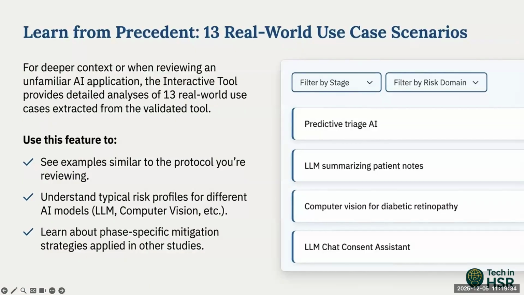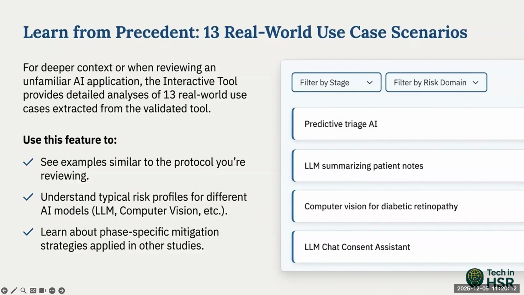Okay, so if you're not sure what the risks are, or you're a novice AI HSR reviewer, you can leverage the tool's example case studies. In a separate tab, we provide 13 real-world use case scenarios, which we created to allow more novice users to learn how to identify precedents similar to the protocol that you're reviewing, and then understand typical risk profiles for different types of AI models. So this feature enables users to learn from concrete examples by viewing phase-specific mitigation strategies applied in comparable studies.